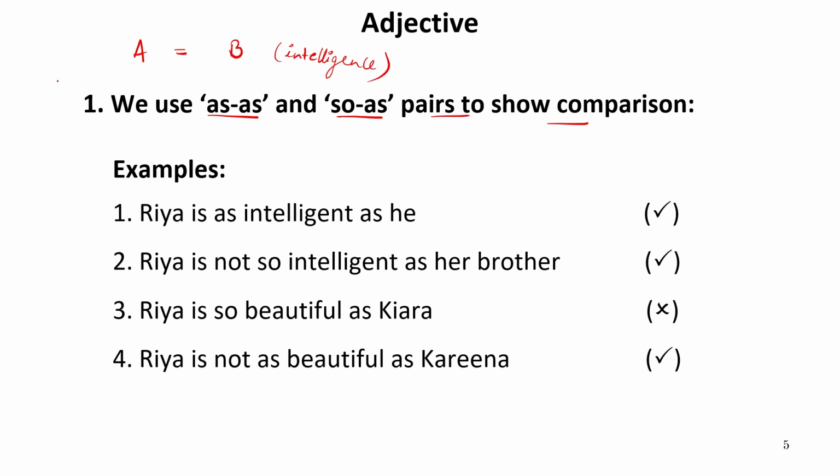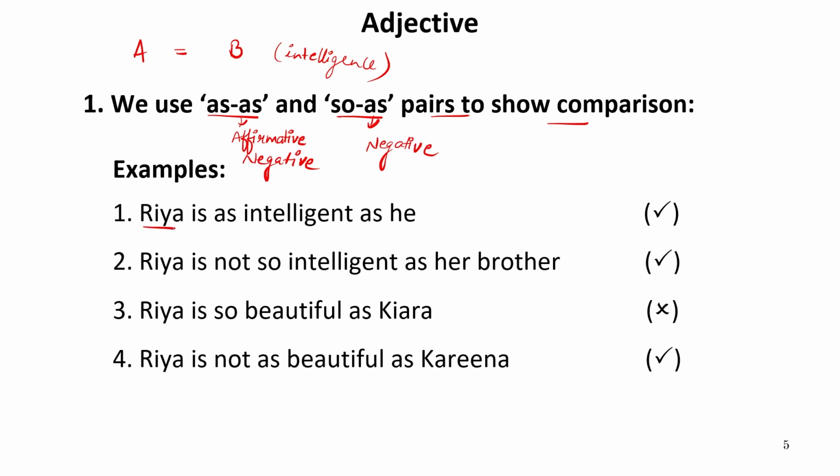Now, as and as can be used in both affirmative and negative sentences. If the sentence is either affirmative or negative, we can use the pair as and as. But so and as can be used only in case of negative sentences. If the sentence is positive, we cannot use so and as. We can only use as and as.